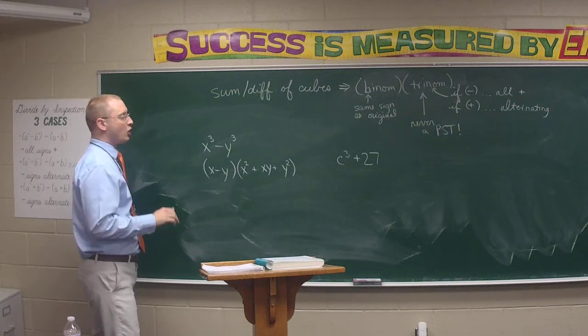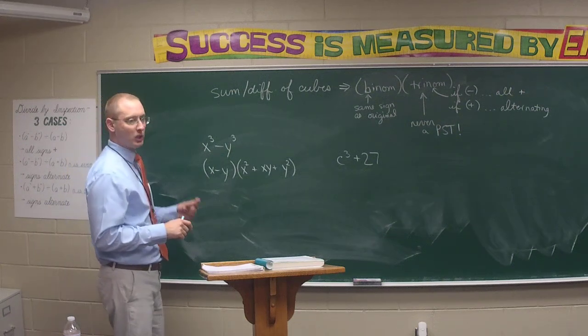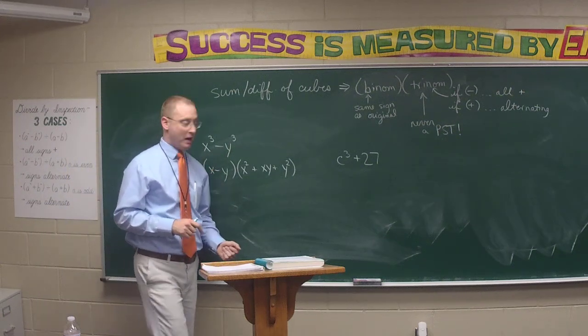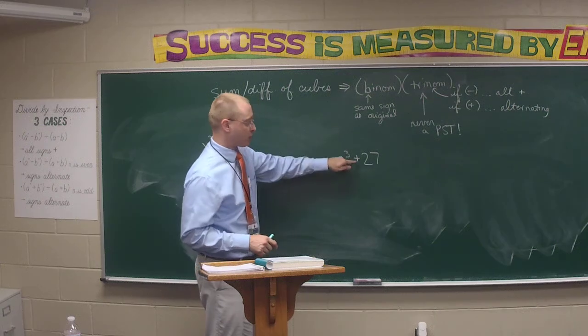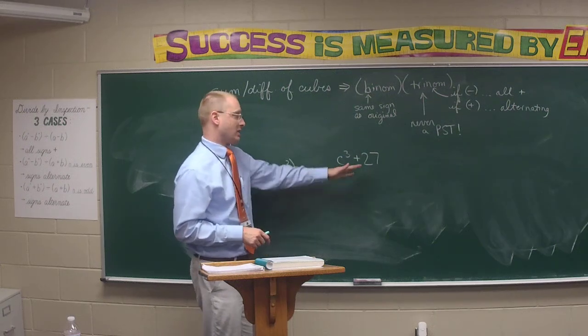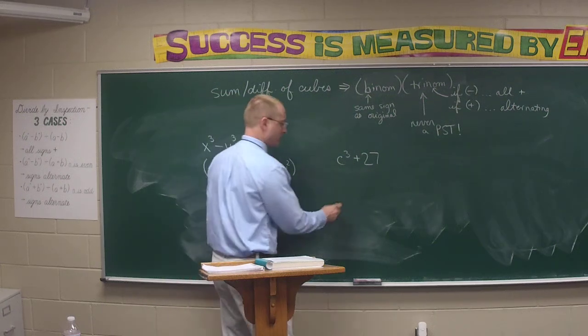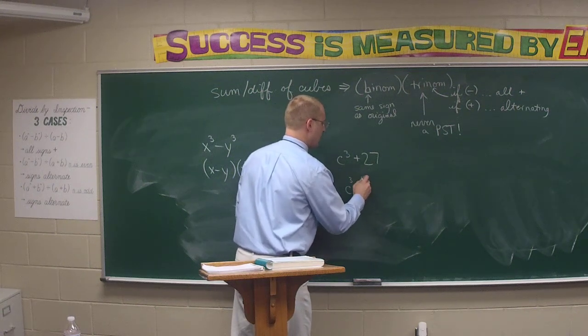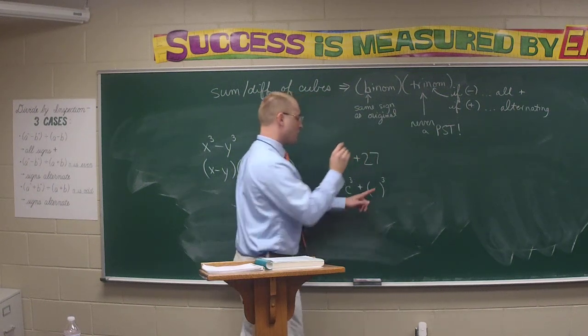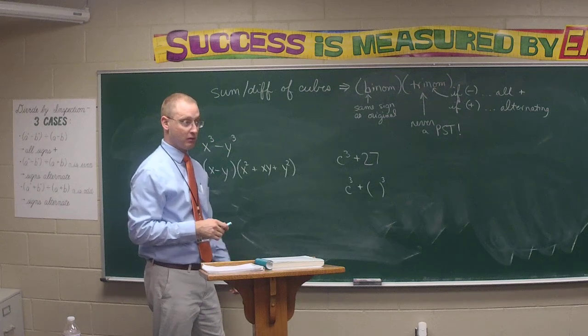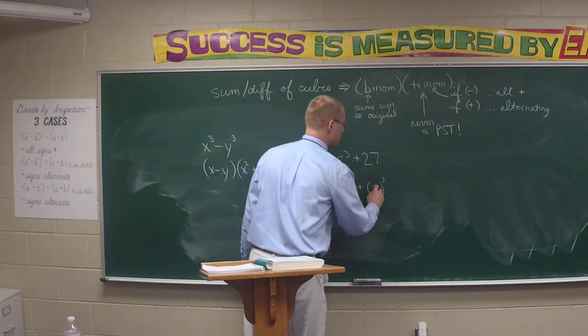Strategy tip. Rewrite so you can literally see the cubes. As in, something cubed plus or minus something cubed. It doesn't say that right now. It says c cubed minus 27. How could I rewrite this so that I get something cubed right here, class? 3 cubed, right? It's c cubed plus 3 cubed.